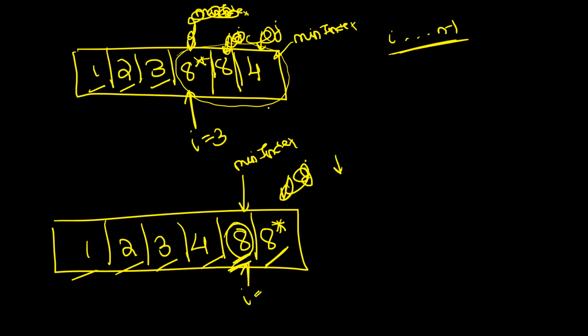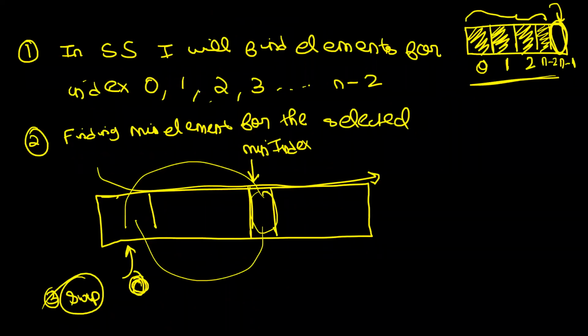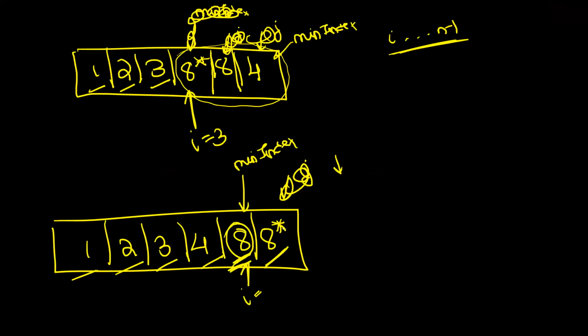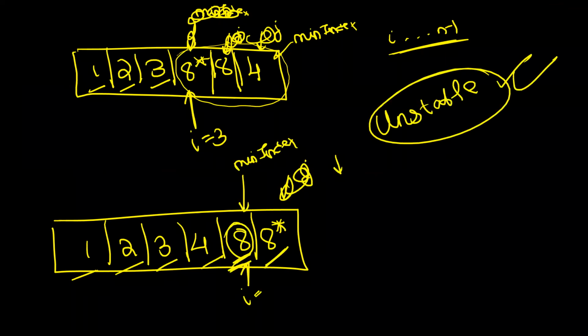And one thing that you all understand with this: look at my input. 8 star was before 8. And look at the output. 8 star is after 8. So is it stable? One thing we found out: it is unstable. Everyone understands this? I showed it with an example. If I have to prove something is not stable, I just need one counter example. And I took an example in which the stability criteria got violated. So definitely selection sort is unstable.